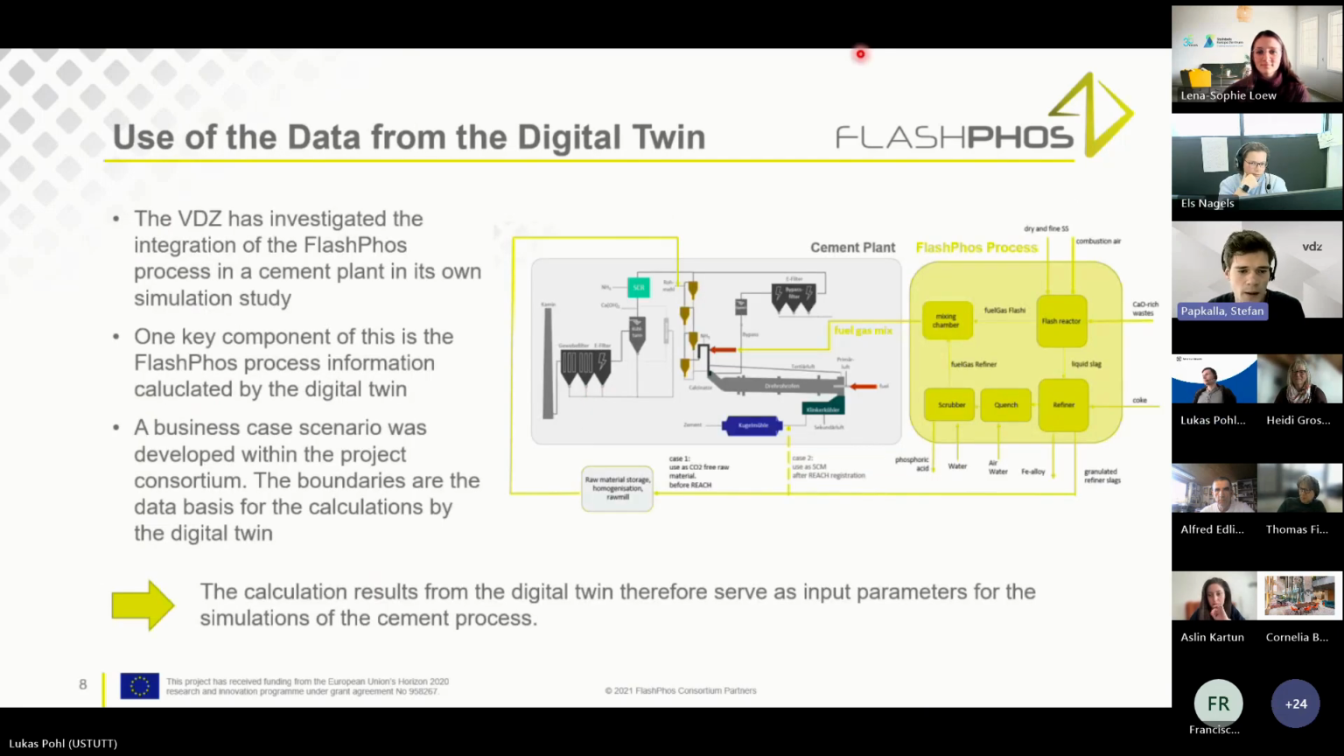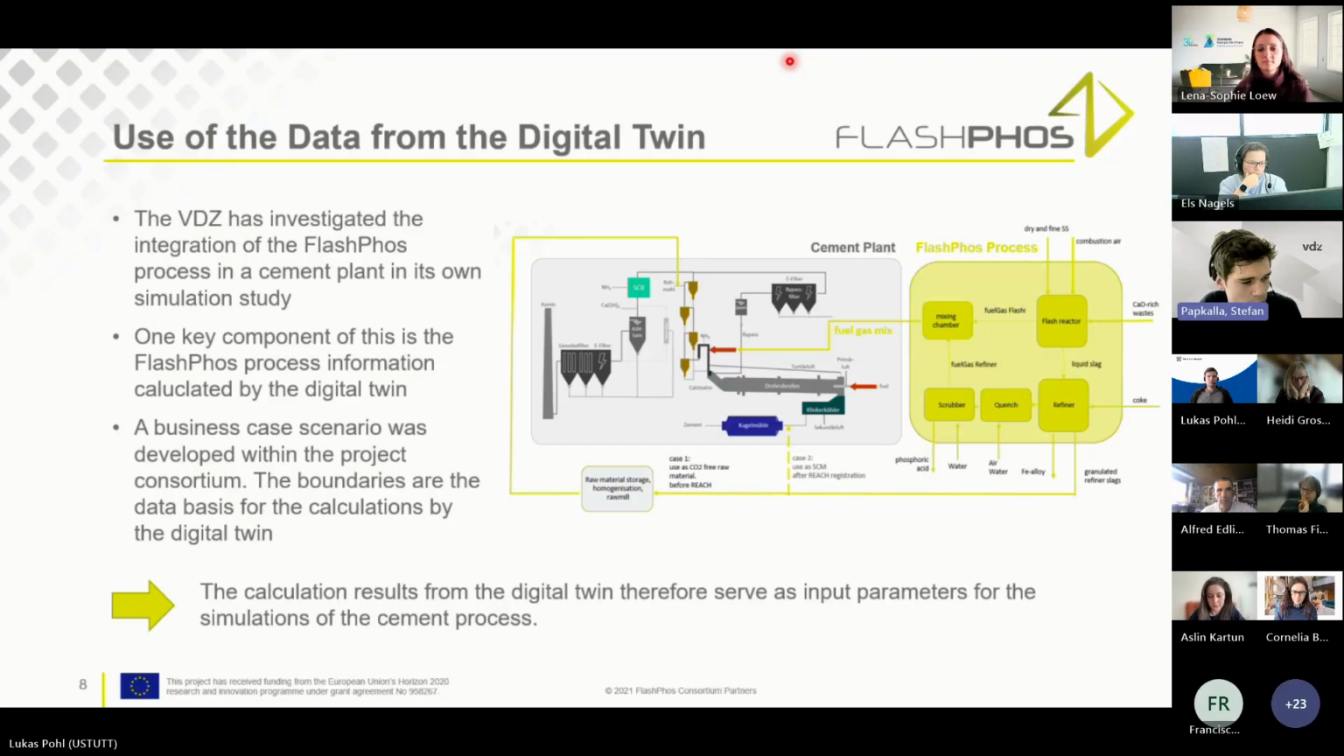Yes, thank you, Lukas. My name is Stefan Papkalla. As Lukas said, I'm an employee of the VDZ. The VDZ is the German cement association, and one part of our work in the project was to investigate the integration of a FlashPhos plant into a cement plant as a host plant. The idea of that was to make different synergy effects usable.